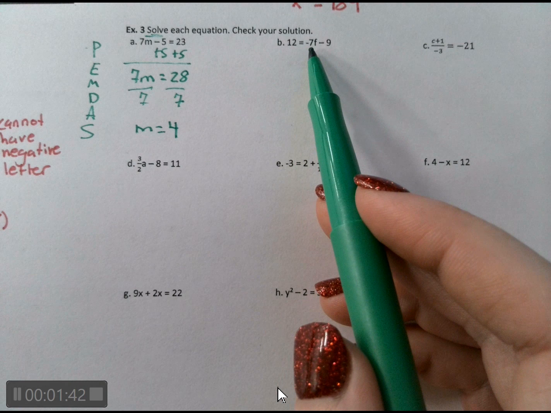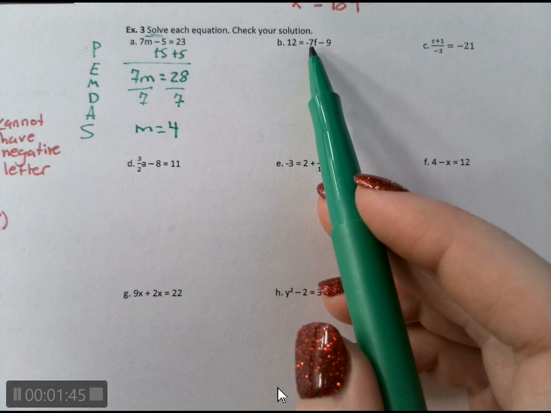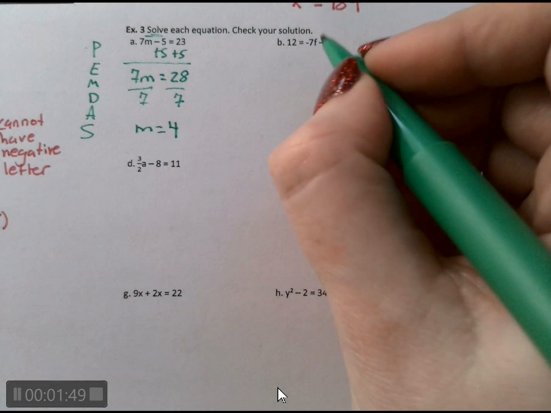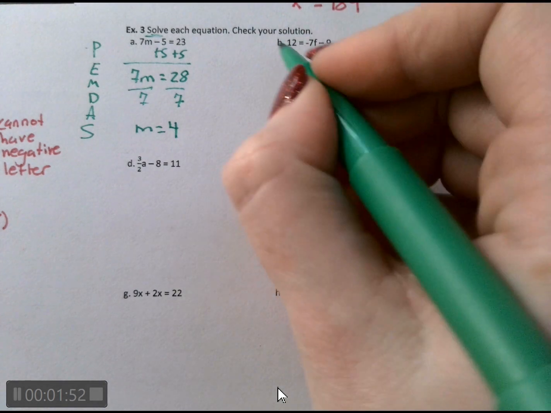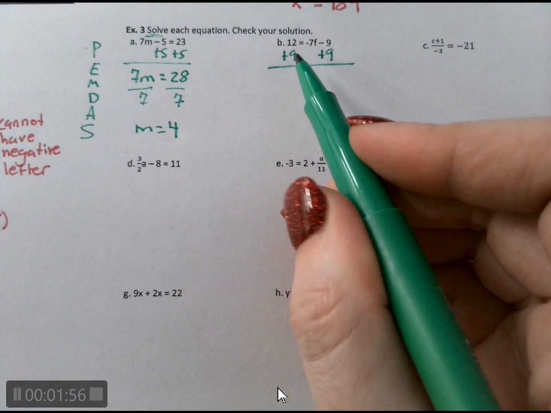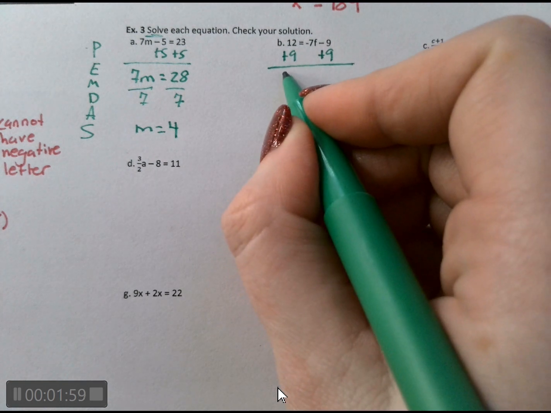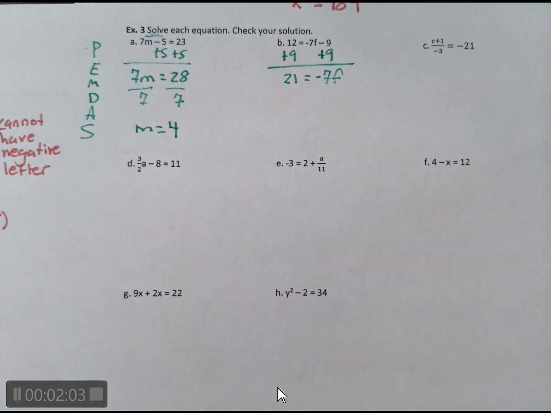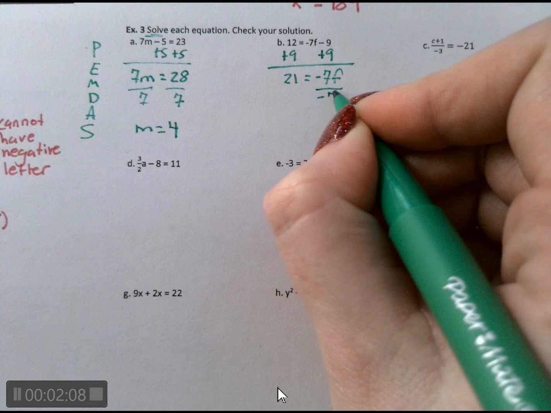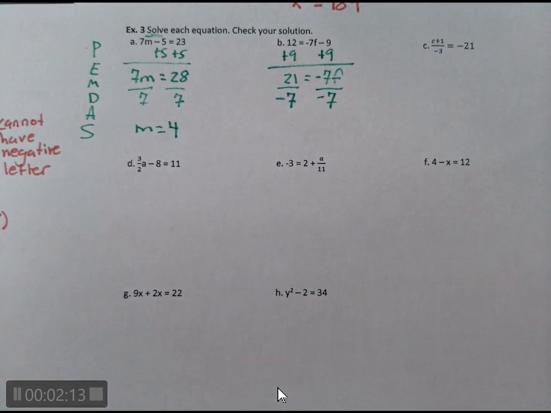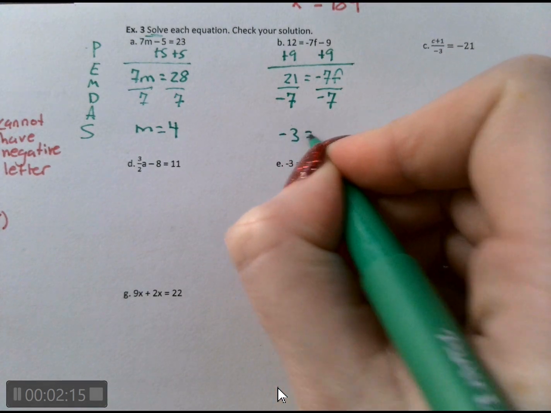I have 12 equals negative 7f minus 9. Very first thing is that I have to add or subtract. So I have to add this 9 first. So 12 plus 9 will give me 21 equals negative 7f. And then we have to divide by negative 7. 21 divided by negative 7 will give us negative 3.